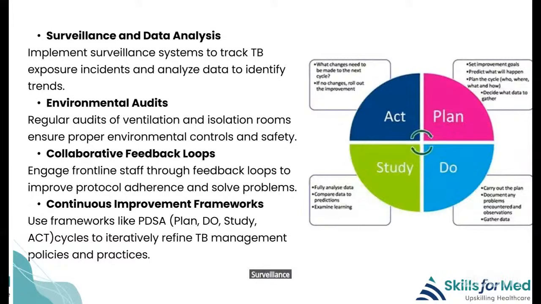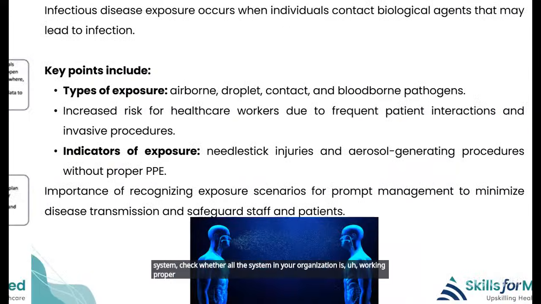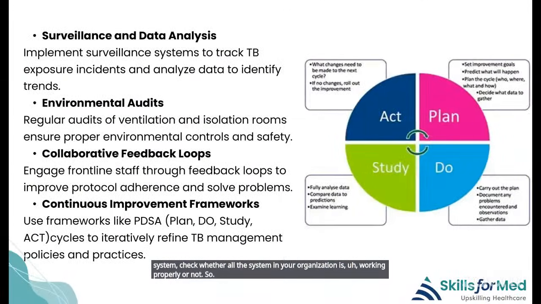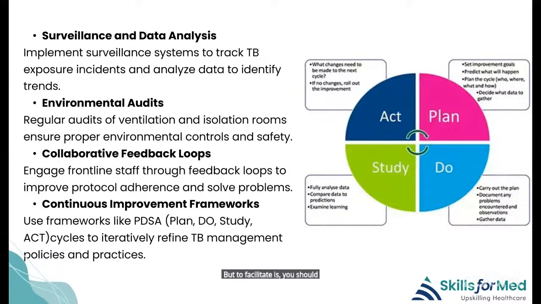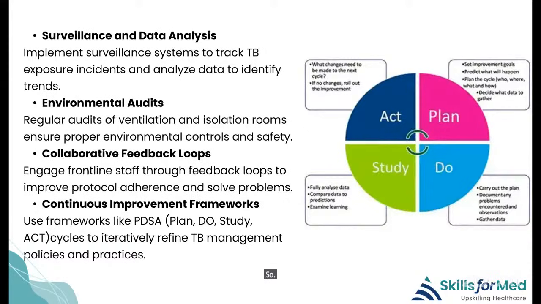Surveillance and data analysis. You should always do surveillance of your system, check whether all the systems in your organization are working properly or not. As per the sixth edition, environmental surveillance is not required, but to facilitate ease, you should always go for a system check. With collaborative feedback, you can do an audit with all the engineering control measures. The more feedback, the more improvements you can see. So continuous improvement and feedback.